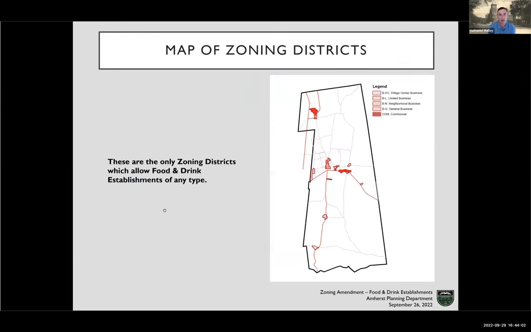In terms of where it applies, it's in five zoning districts. So it's in the downtown, the BG and the BL. It's in the village centers, in BVC, in the commercial district, and in the neighborhood business. Really neighborhood business is just around the train tracks near Dickinson and Triangle Street. So BN isn't found anywhere else. So it's a really limited geographic extent where this would apply. So food and drink establishments, we're saying, are only permitted in these areas. So everything in white, the residential zones or any other zones, they're just not allowed.